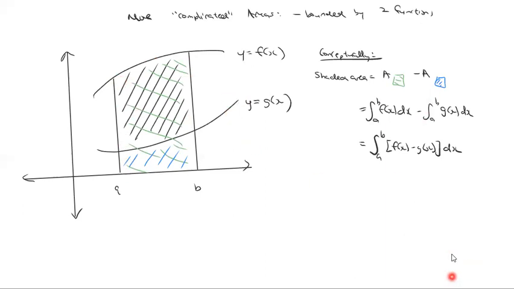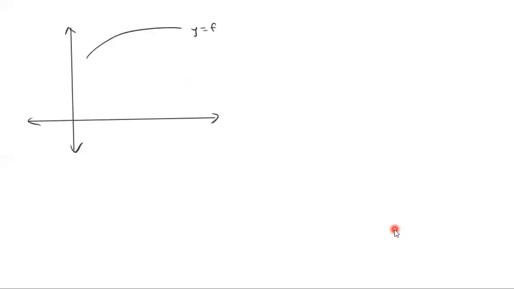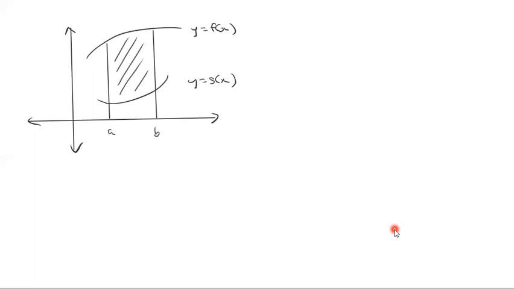So as long as you can apply that sort of idea, then that's fine. This sort of concept then applies to your y as well. So obviously, we're saying that if you've got some top function y equals f of x and some bottom function y equals g of x, and you're bounded on the left and right by x equals a and x equals b, then this area here is simply going to be the integral from a to b of f of x minus g of x, where f of x is simply going to be the top and g of x is simply going to be the bottom.